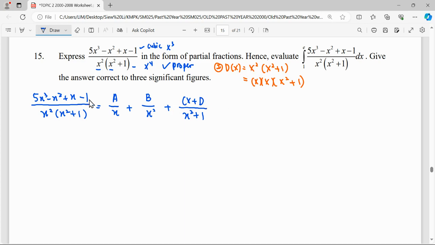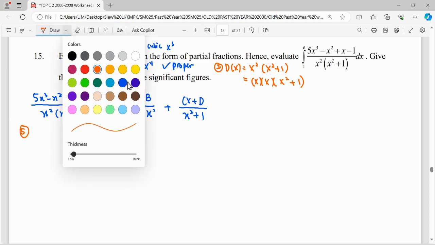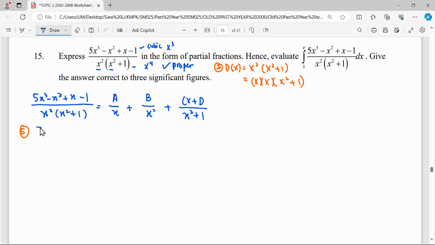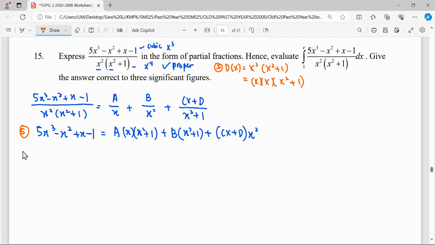Then step number 5, we're going to equate the numerators so that we can get one equation ready to find out this A, B, C, D. So A, we're going to multiply by the factors it doesn't have, which are x squared and x squared plus 1. Meanwhile for B, we multiply with x squared plus 1. Then Cx plus D, remember to put it in brackets, because together you need to multiply with the factor it doesn't have, which is x squared.